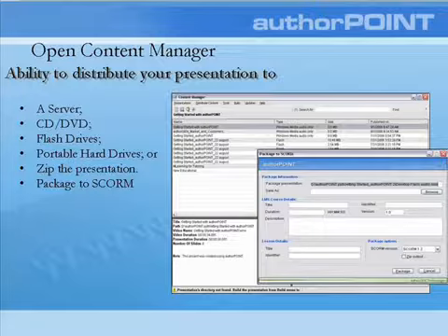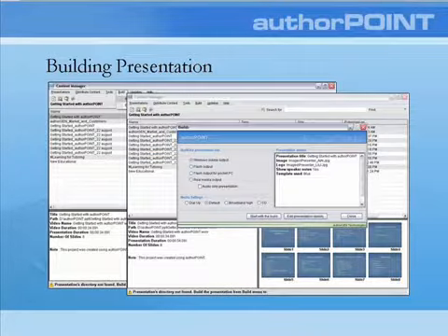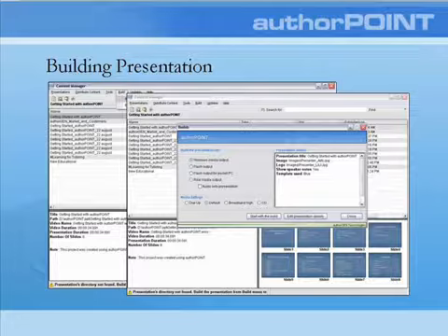presentation. Content Manager enables you to build a presentation captured through AuthorPoint to Windows Media Format, Flash Format for Pocket PC, and Real Media Format. All presentations must first be built in order to be viewed. To build a presentation, select the presentation to be built from the main list of presentations. Go to the Build menu and select Build Options. The Build window opens up, providing the list of possible output formats available.